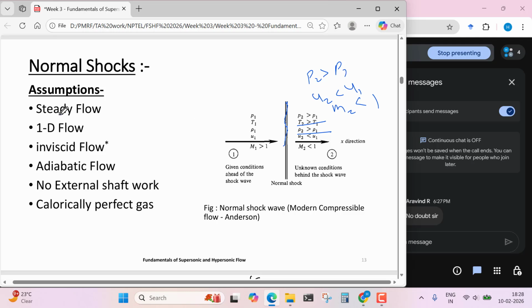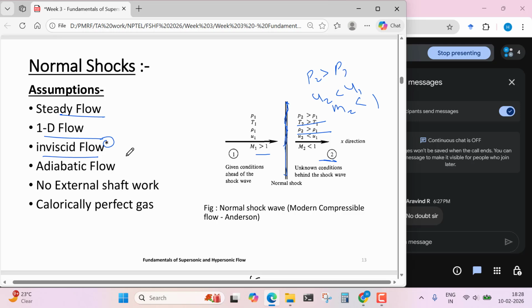First, the flow is steady. There is 1D flow. The flow is inviscid, and this inviscid assumption is only for the upstream and downstream. Within the shock, it is a very thin region and it is highly viscous. The flow is adiabatic. There is no heat transfer, no external shaft work, and the gas is a calorically perfect gas.